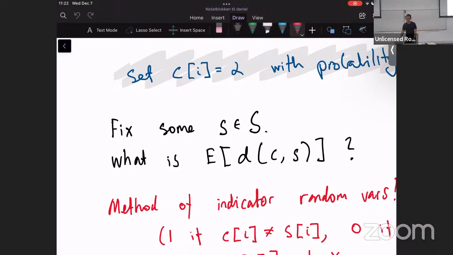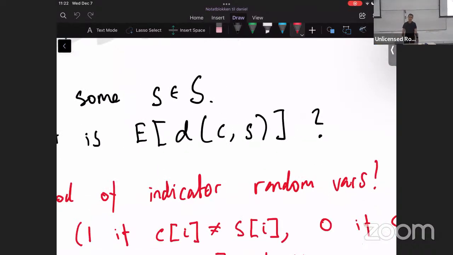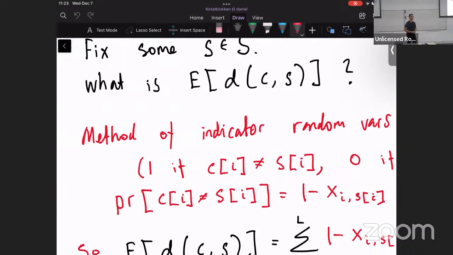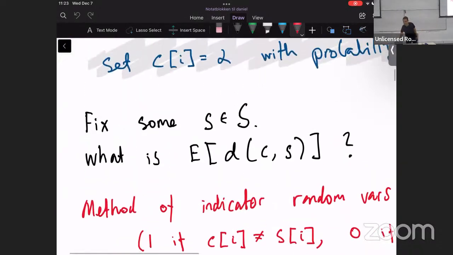What are we going to do? Well, just as we always do, the first thing we're going to do is compute the expected distance from the center string C that we're outputting to a fixed string S. So fix some string S in the input. Now C is a random variable because we're picking it at random. Therefore, the distance from C to S is also a random variable. It's integer valued, so we can compute its expectation. How do we compute its expectation? The same way we always compute expectation, using the method of indicator random variables. So what should our indicator random variables be if we're trying to compute the expected distance from C to S?